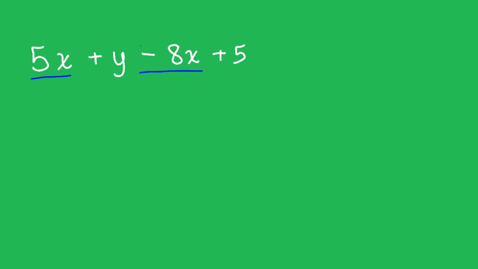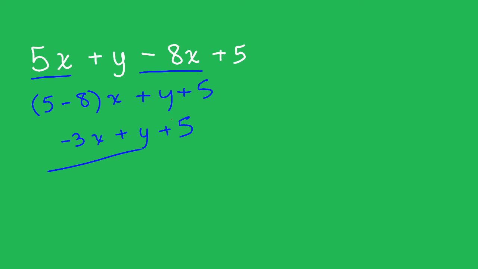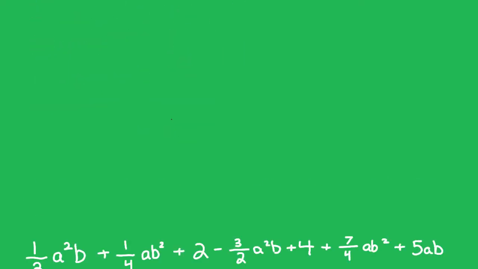So we combine these by adding together the coefficients. So 5 plus negative 8 is 5 minus 8 times x. Then drop down the y and the 5 there to rewrite it. 5 minus 8 is negative 3x plus y plus 5. So there's that, and moving on.